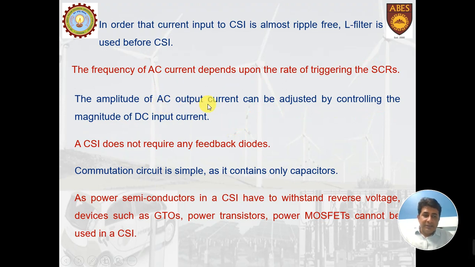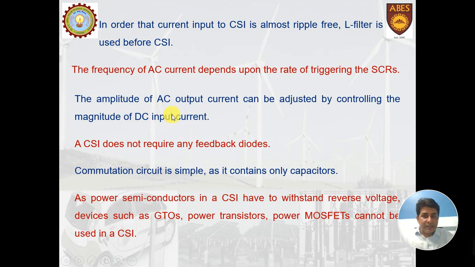Now, as I said, in a CSI, the output current is not dependent upon load. So what will you do if you wish to vary the output current? To vary the output current, there is only one way. It can be adjusted by controlling the magnitude of the DC input current. So unless you change the DC input current, the output current will not change. However, the output voltage waveform and its magnitude will totally depend upon the kind of load it is having.